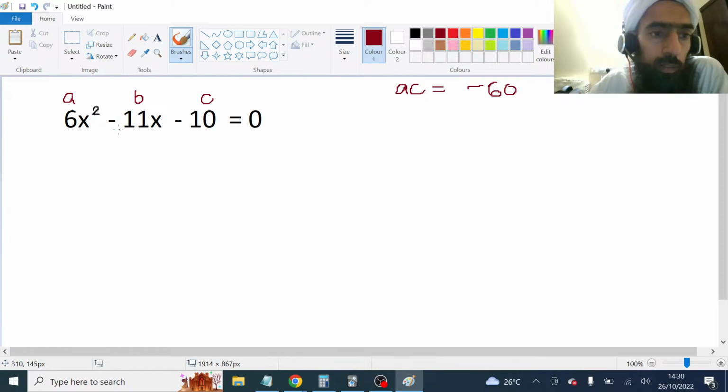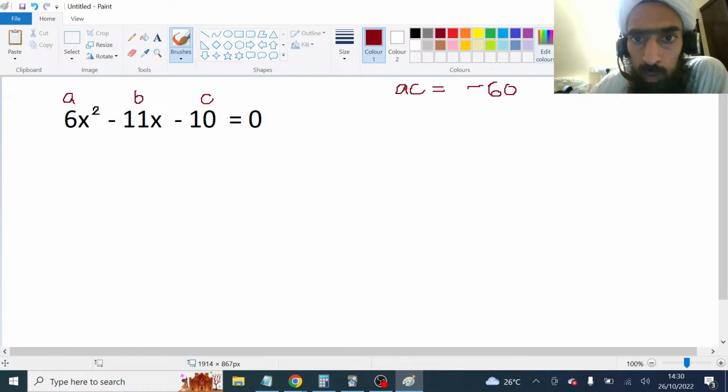Normally with the factorizing that you've done up until this level, you're just looking at the last number, the C, and you're thinking of factors of that number. But that only works when it's very simple and it's starting with x squared. As soon as you've got another number here, then you have to go one step further and multiply the first number and the last number. That's called the AC method. So working out AC, AC is minus 60.